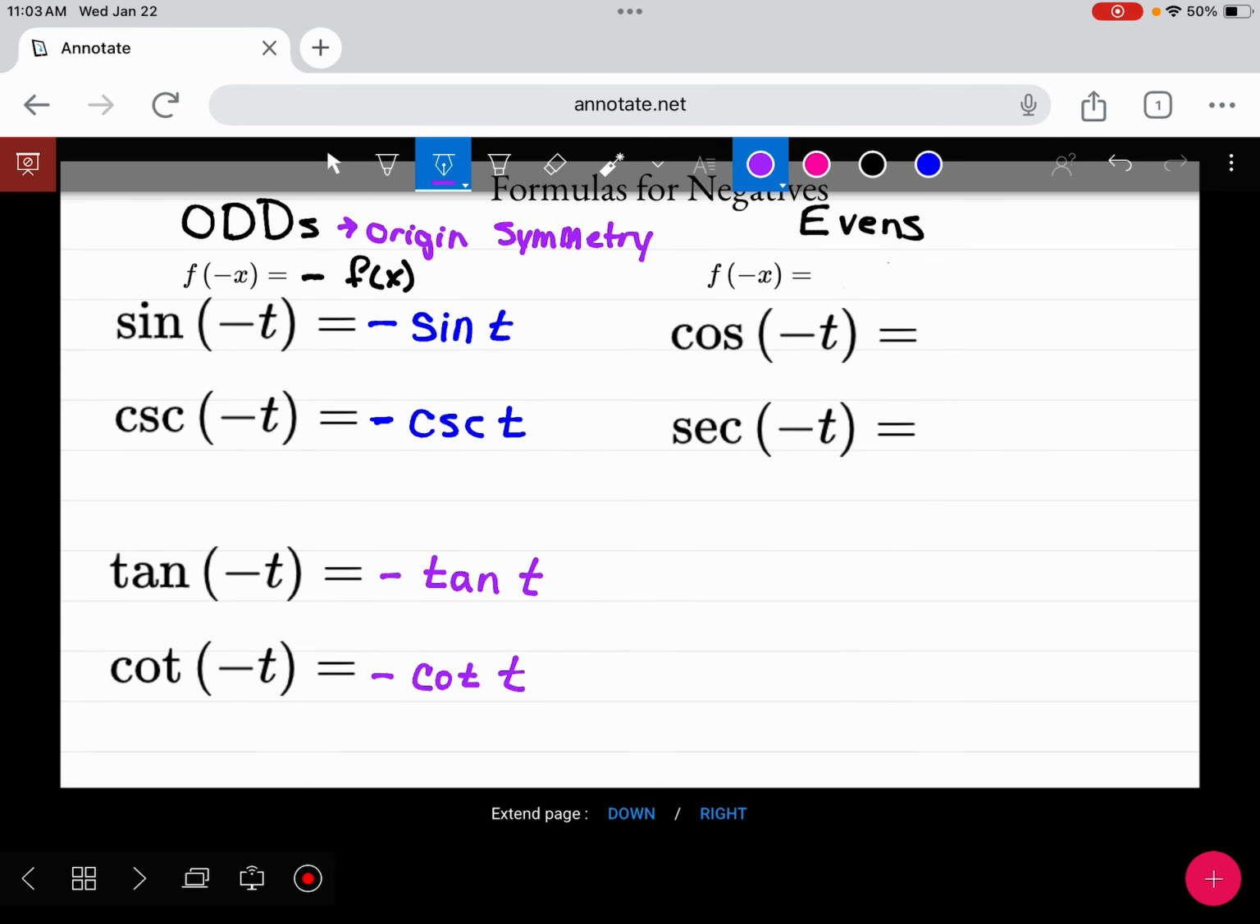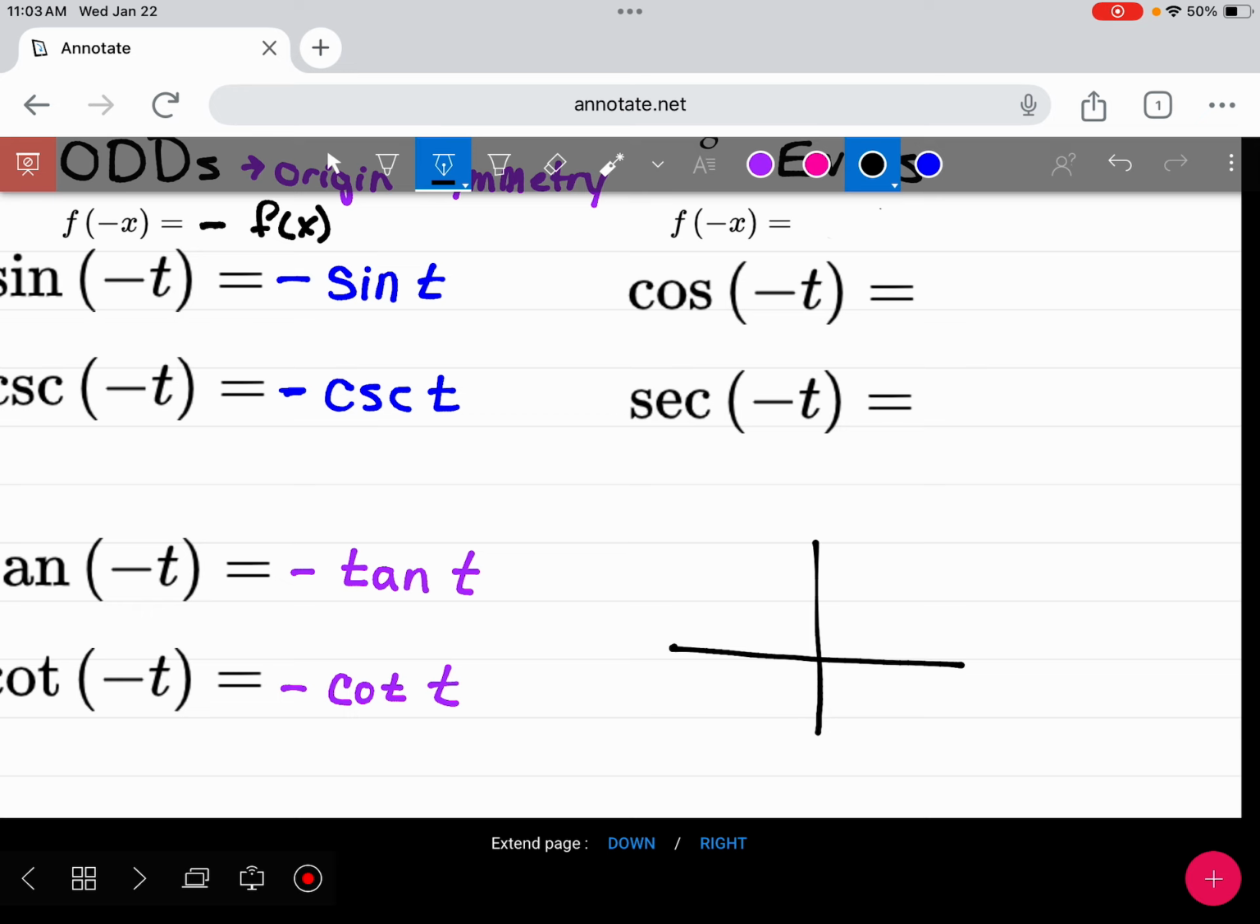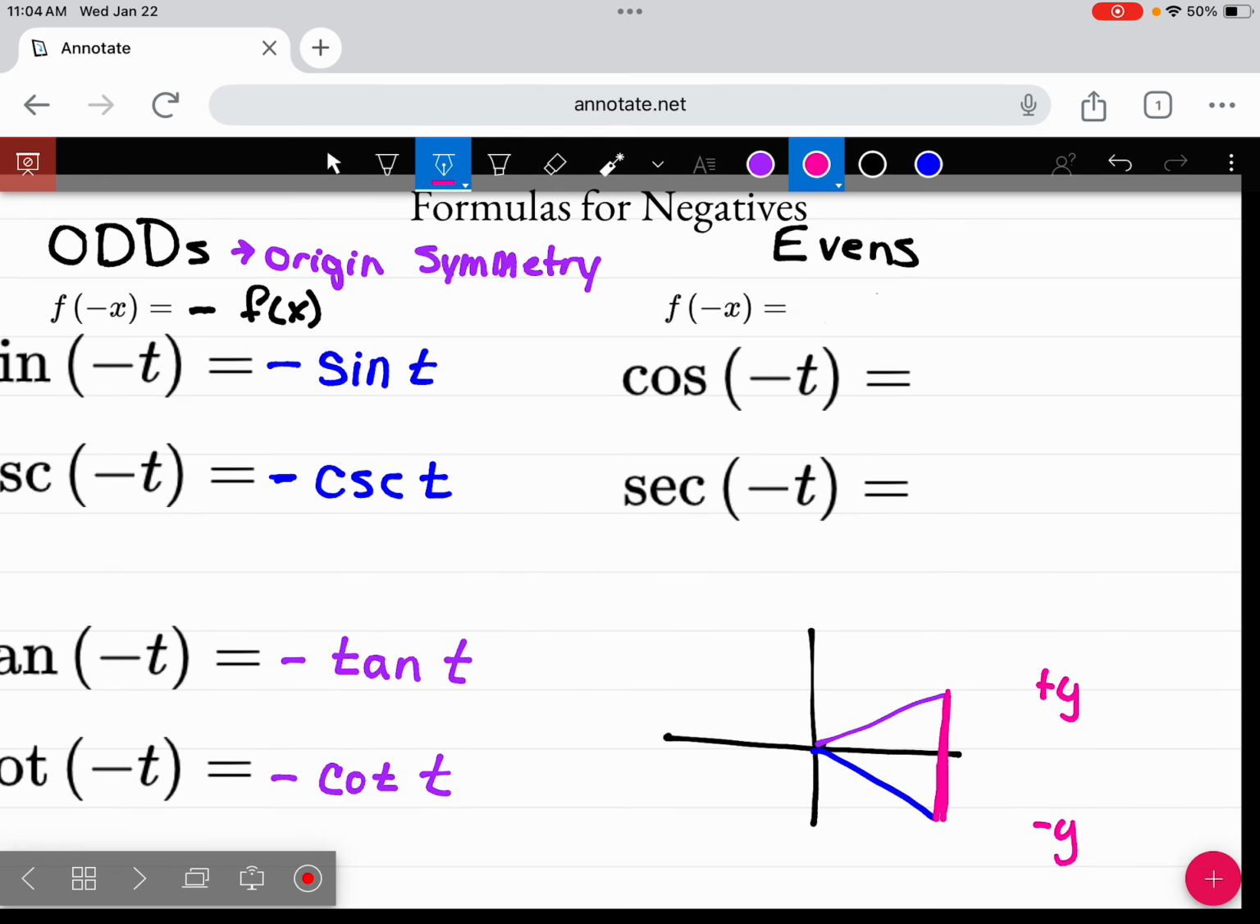So if we think again about when we looked at our positive pi over 6 versus our negative pi over 6, the only difference in our signs, remember sines are our y's, we had a positive y value here and we had a negative y value here. It was the same value, it's just one was positive, one was negative. Sines are our y's. Cosines, those are our x's.